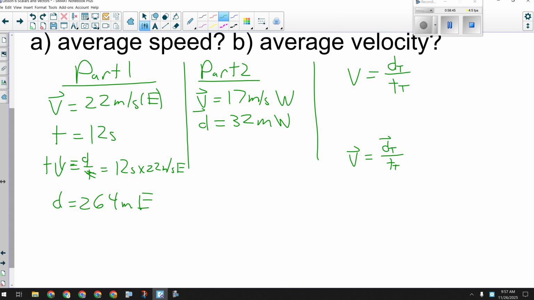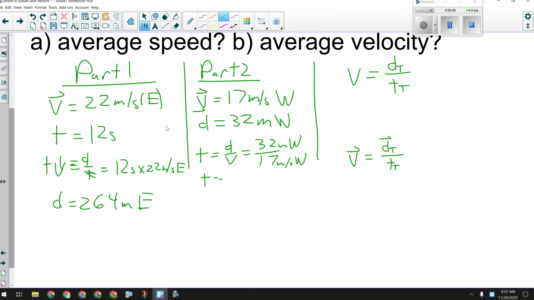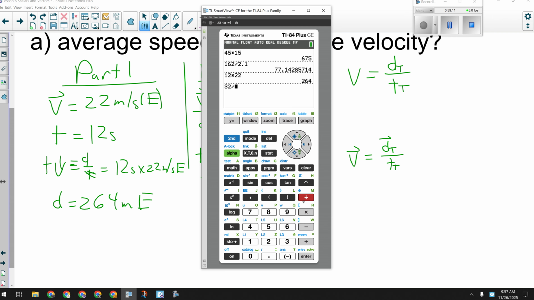I've got to do the same thing in part two, but I've got to solve for time. So I manipulate V equals D over T, and I go 32 meters divided by 17 meters per second. This is meters west and this is meters per second west, so the west will cancel. Sorry, it was 32 divided by 17. So that part only takes 1.88 seconds.